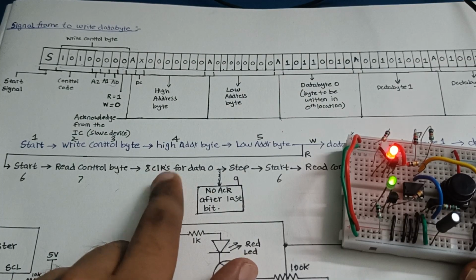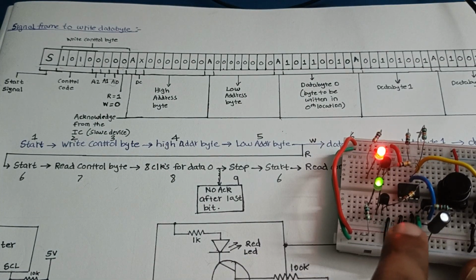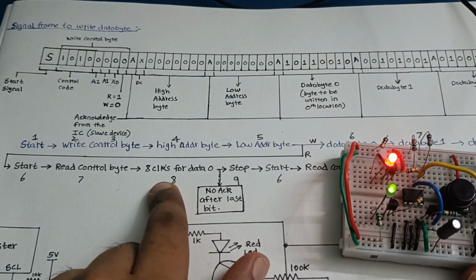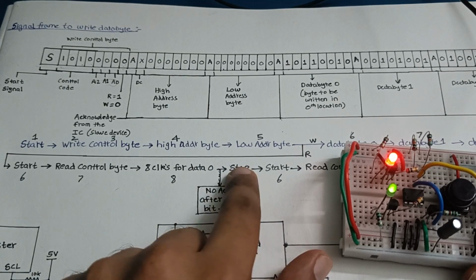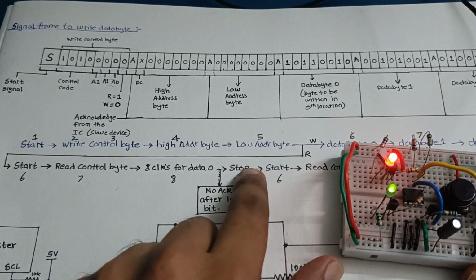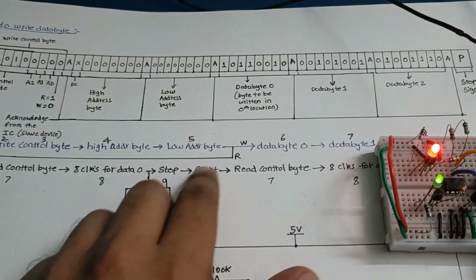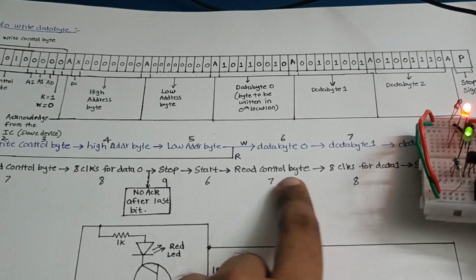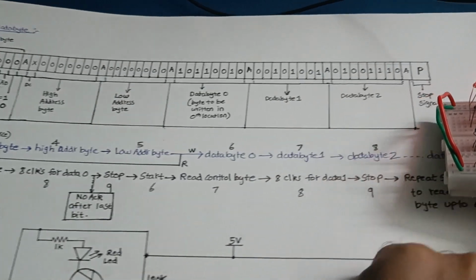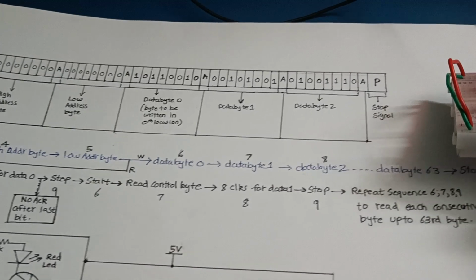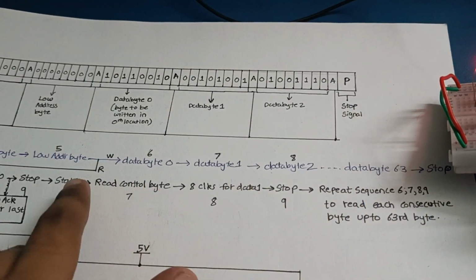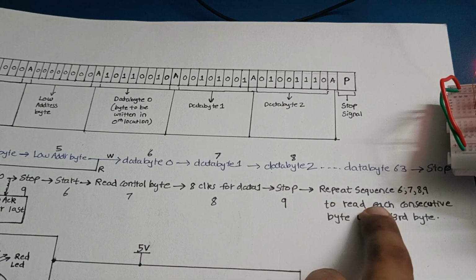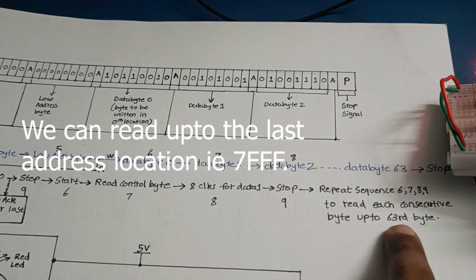After the 8th clock, there's no acknowledgement from the SDA line, so we have to generate a stop command after the 8th clock. That means once we get our data back, you have to generate a stop command. And after giving the stop, to read the next data byte, we have to again give the start command, then the read control byte, then the 8 clocks, and again the stop command. Then we repeat the sequence: start, read control byte, 8 clocks, then stop, to read each consecutive byte.